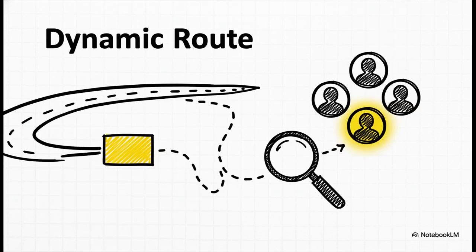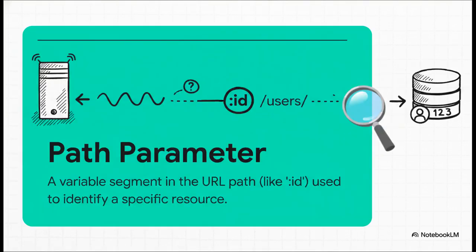But what if you don't want all the books? What if you want just one specific user out of thousands? That's where dynamic routes come into play. See, instead of a fixed path, a dynamic route has a part that can actually change. This flexibility is what allows us to create routes that can fetch specific individual items from a huge collection. And that little variable part, it's got a special name. It's called a path parameter.